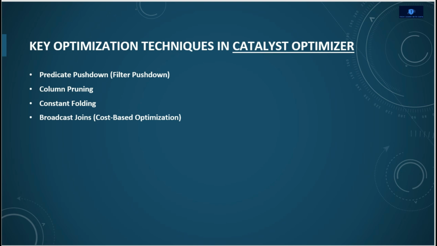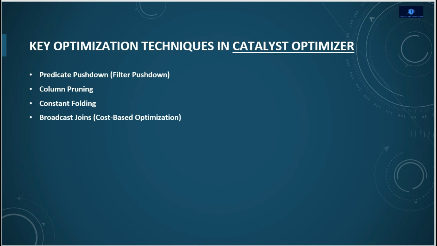The second one is column pruning. Column pruning means it takes only the necessary columns and avoids reading extra, unnecessary columns. For example, if we are using only name and age, we will select only the name and age columns and perform the necessary action.